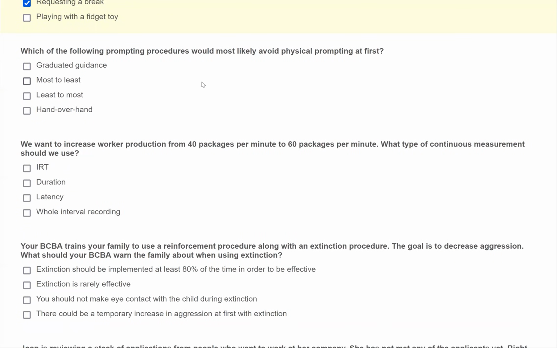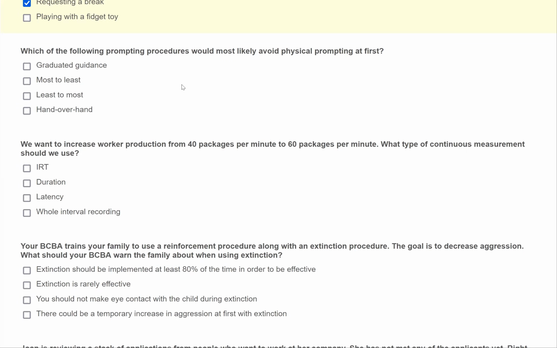Which of the following prompting procedures would most likely avoid physical prompting at first? So, keywords here: most likely and at first. It's not definite, so we need to start thinking in more general terms. Sometimes you'll see words like always or never, and that's very concrete, very definite. When you see most likely, start expanding your thinking a little bit, okay? This is really saying we're looking for the best answer here, because two of these prompting procedures can use physical prompting, but we're looking for the one that's going to most likely avoid it at first.